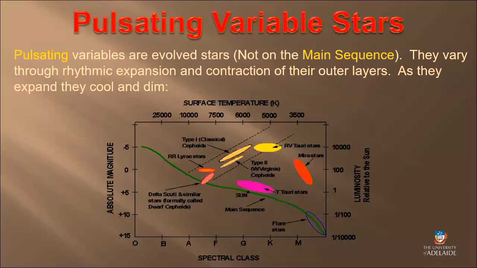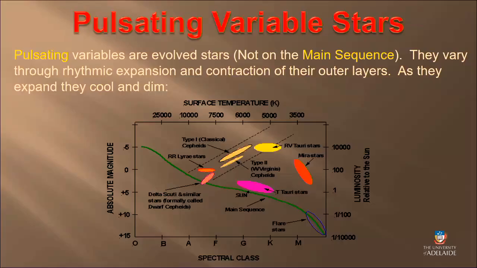As they expand, they cool off, and the helium then deionises and becomes transparent and lets all the heat out, so the star then contracts again. And that's the basic mechanism of how these pulsating stars work.